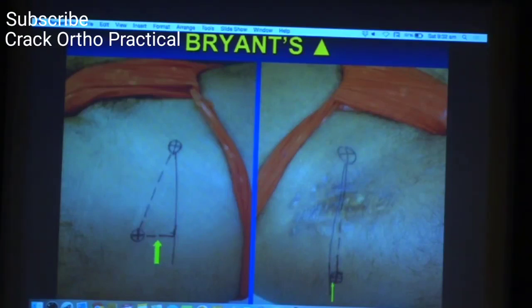And this is the Bryant's triangle which has been drawn in the patient which we are demonstrating, and I have put the normal side and the affected side in one slide for comparison. So this is the normal side, anterior superior iliac spine, tip of the greater trochanter, and we drop a line which is perpendicular to the couch. So this distance, this is known as the base of the Bryant's triangle.